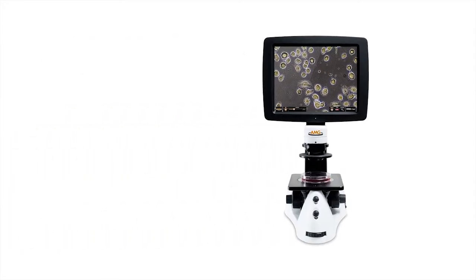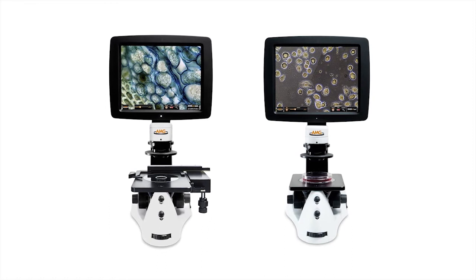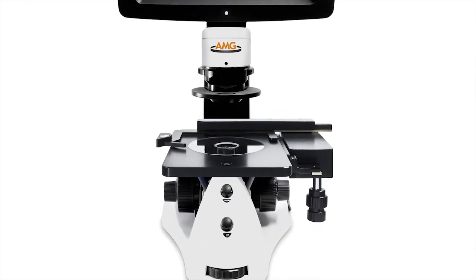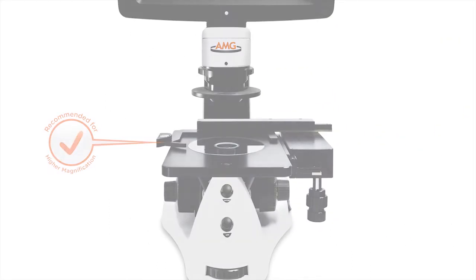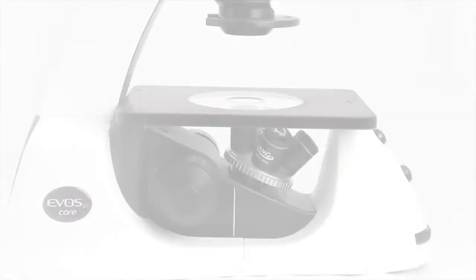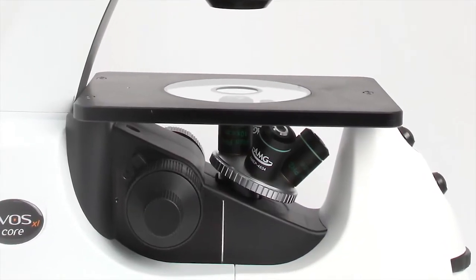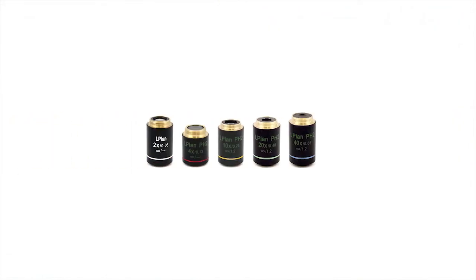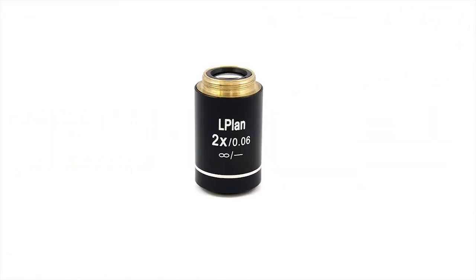Systems come with a fixed stage or a mechanical stage. The mechanical stage is recommended for applications requiring higher magnification. EVOS XL Core systems can hold up to 4 objectives. One of the most commonly used objectives with this microscope is the 2X, because you are able to see an entire well of a 96-well plate on the screen.